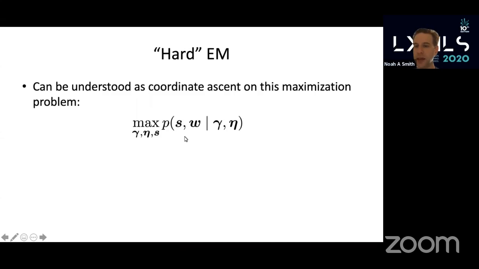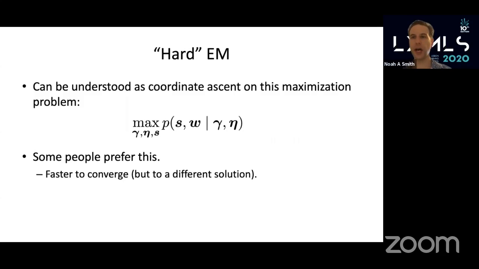you're maximizing the probability of the words in the states with respect to both the states and the parameters at the same time. And so you're doing block coordinate ascent, where on the E step you update the states, and on the M step you update the parameters, the gammas and the etas. Some people like it better. There's no deep theoretical reason why you should like one or the other. They're adopting different assumptions about what you want to do.